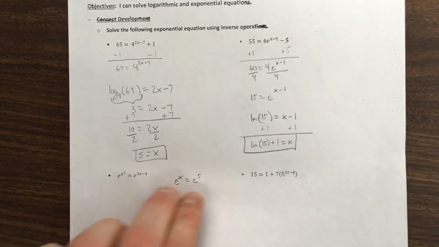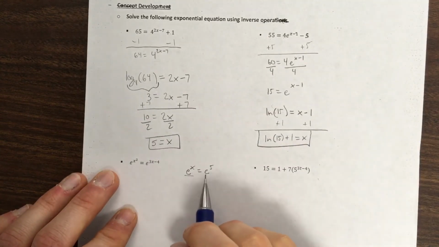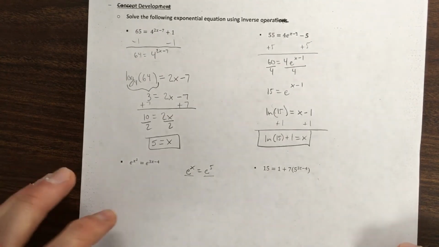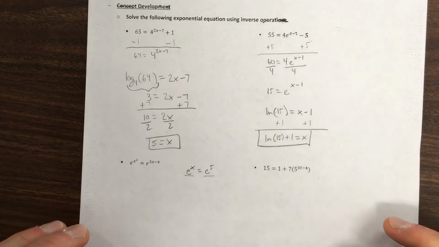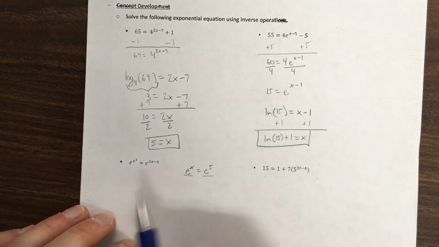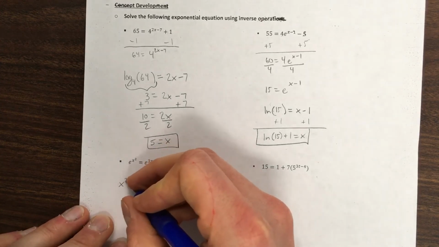The concept is the same. Anytime we have a base isolated on both sides of our equation, and there is math behind this. I mean, if you want, I can show you an idea behind this. It's not just tricks. But even if this is the case, we can ignore the bases and just set the exponents equal to each other.